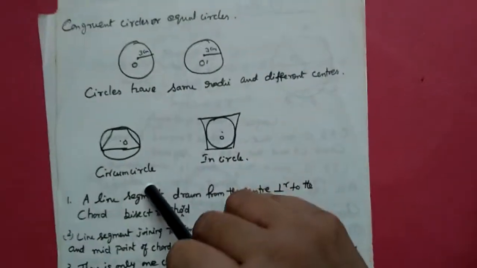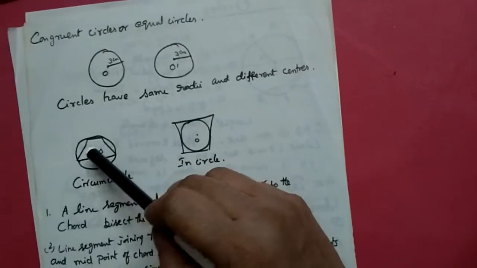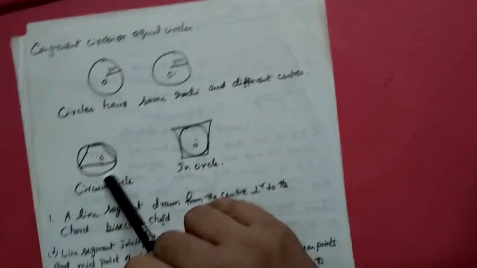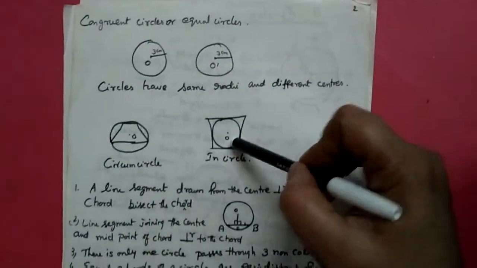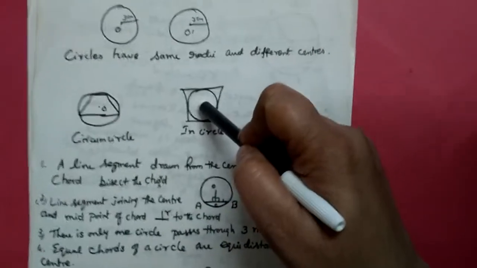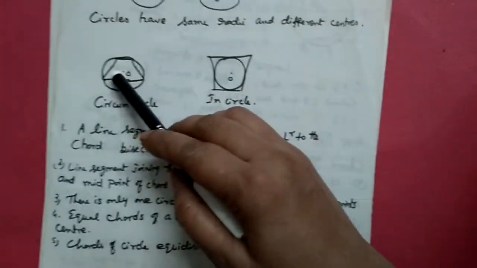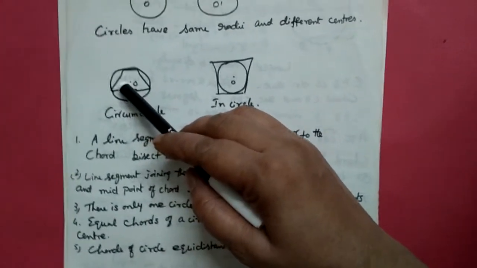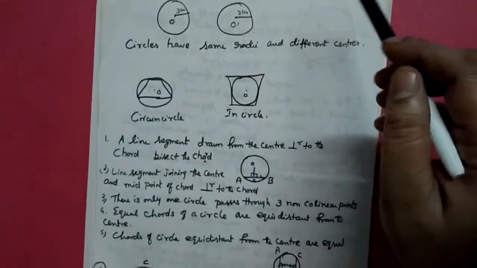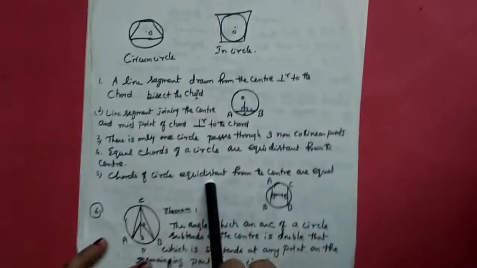Coming to the circumcircle. Now this is a trapezium or quadrilateral. Around that you are drawing a circle. This circle is called the circumcircle. If the circle is inside, then it is called the incircle. This is called the incenter. This is called the circumcenter. You all know the construction also. You know how to construct the incircle and circumcircle. Okay. Now these points you have to remember.